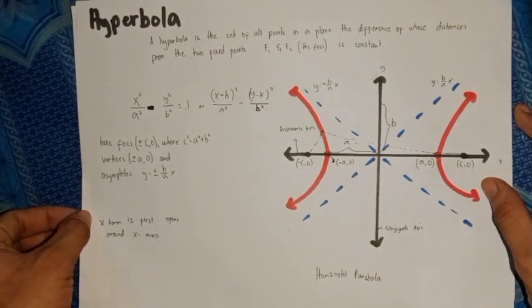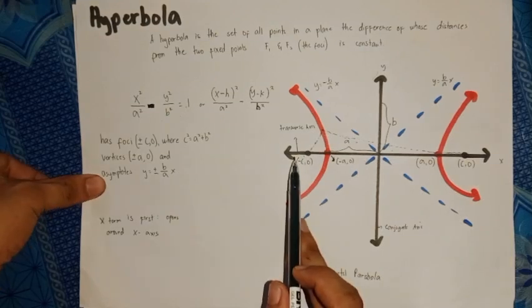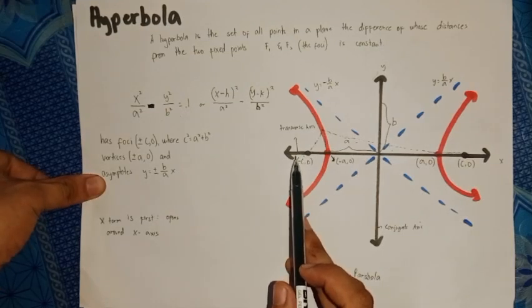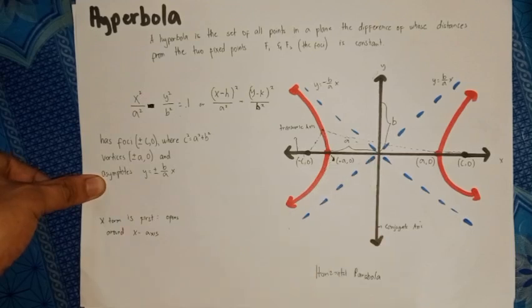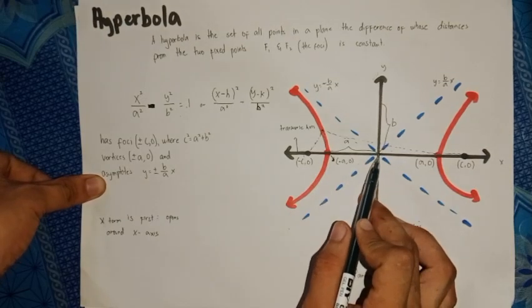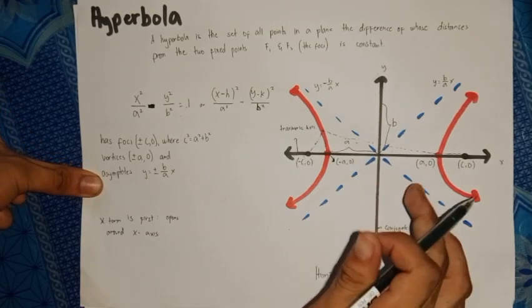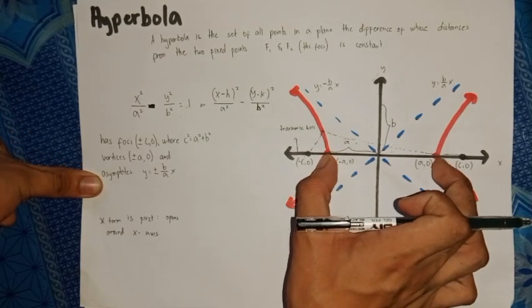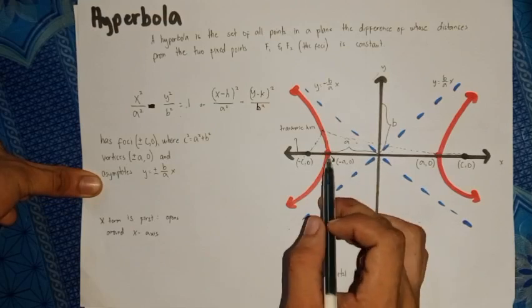Now let's go to the parts of the hyperbola. First, we have the transverse axis. The transverse axis passes through the foci, vertices, and center. Now we have the center. The center is denoted by (h, k). And we have two vertices. The distance from the center to a vertex is denoted as a.